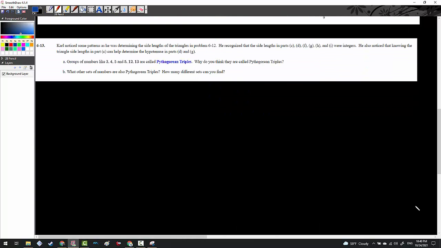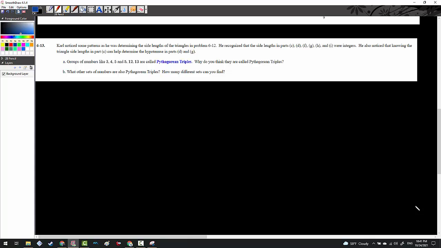So we got Carl here asking a question about Pythagorean triples, and it says groups of numbers like 3, 4, 5, 5, 12, 13 are called Pythagorean triples. Why do you think they're called that? You're supposed to discuss this within your group, but basically they're called Pythagorean triples because that combination of numbers forms a right triangle, and they're all whole numbers. Notice how we don't have any square roots lingering in the background.